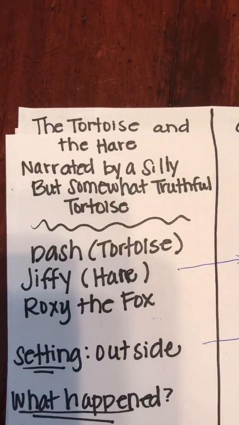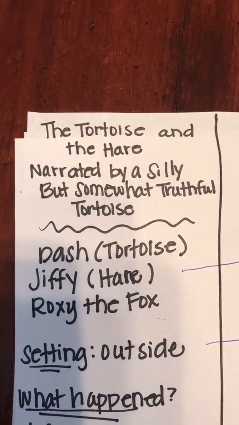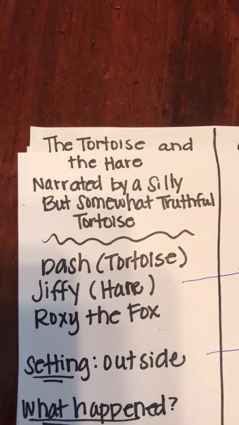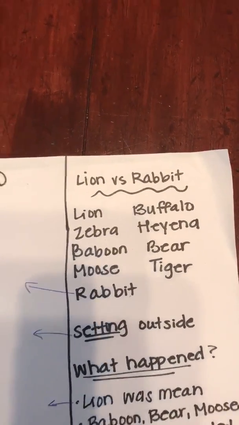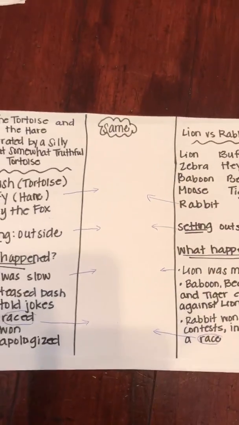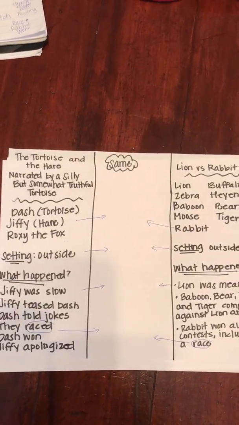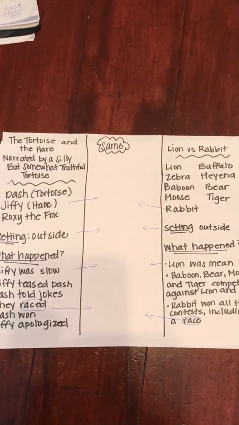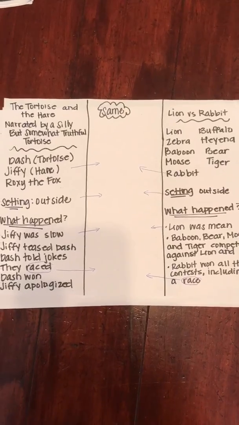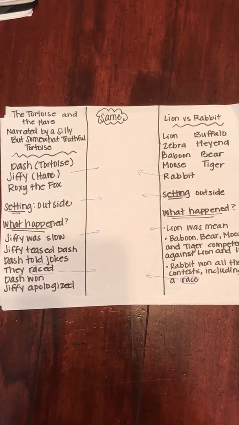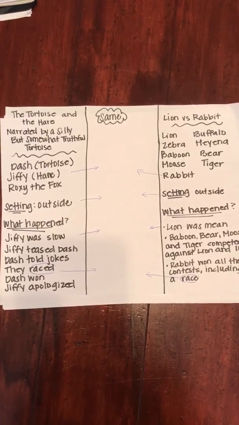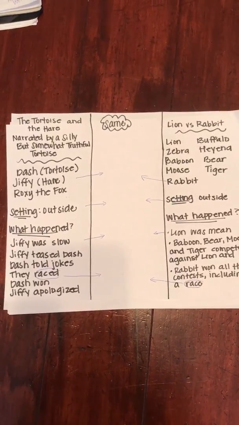I hope you enjoyed reading The Tortoise and the Hare, narrated by a silly but somewhat truthful tortoise on Monday, and I hope you enjoyed Lion versus Rabbit on Tuesday. On both days, when you finished reading, you wrote the characters, that's who the story is about, and you wrote the setting telling where the story took place.